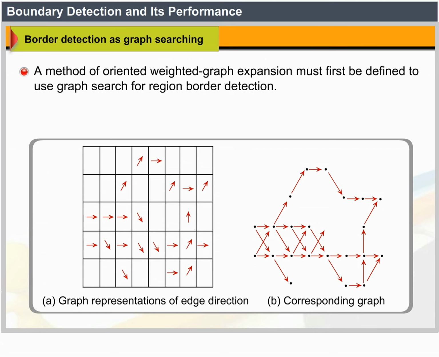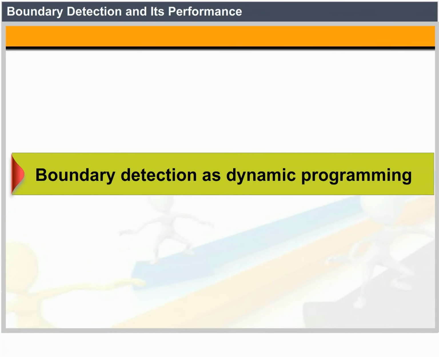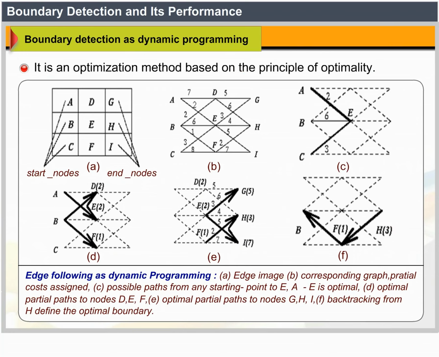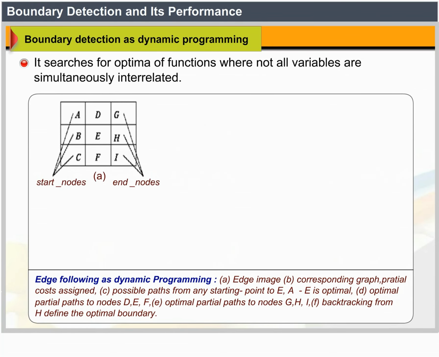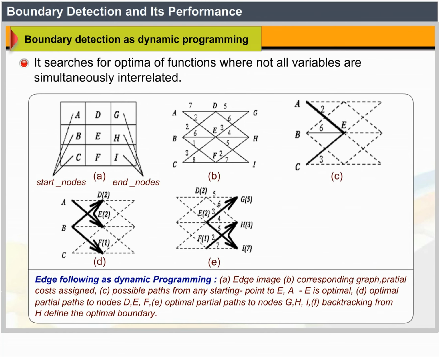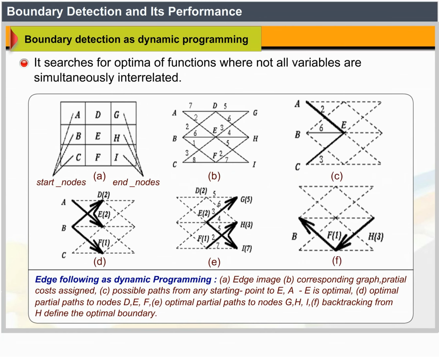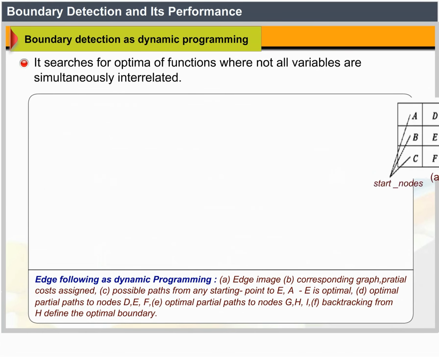To use graph search for region border detection, a method of oriented weighted graph expansion must first be defined. Boundary detection as dynamic programming. It is an optimization method based on the principle of optimality. It is search for optima of functions in which not all variables are simultaneously interrelated. The representations in the figure show edge following as dynamic programming.